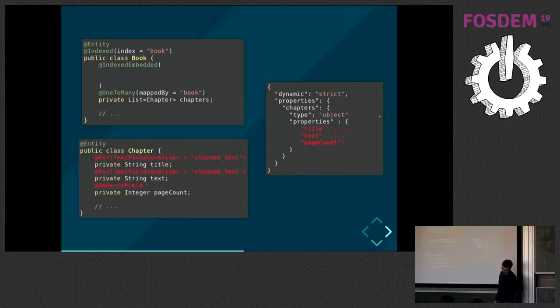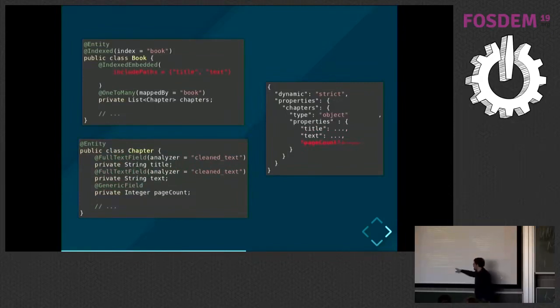And there are several options. Actually, you can do more complicated things. Imagine your chapters are not only referenced from your book, but also from another table of contents entity. In your table of contents index, you need the page count, but not in your book. You will be able to tell us, when I embed the chapters in the book, I only want the title and the text, not the page count. I don't care about that.